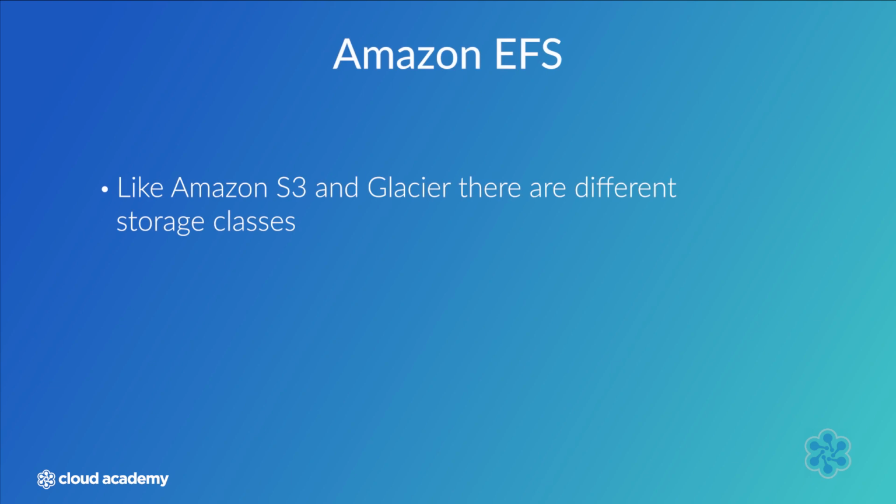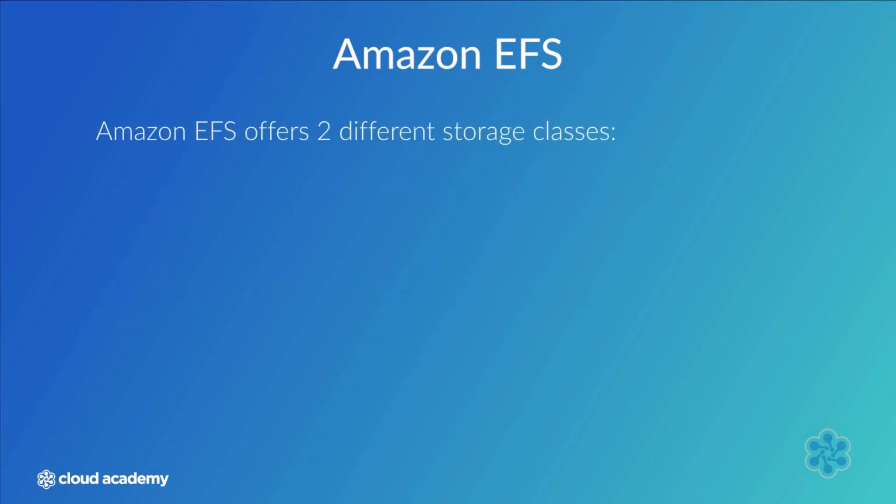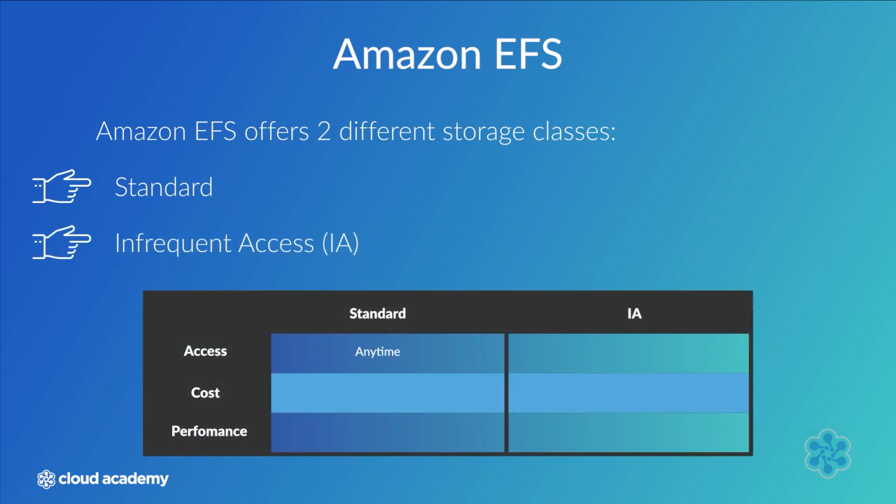Much like Amazon S3 and Glacier, there are different storage classes within EFS. Not as many, however, they can help you save a lot of money if used correctly. There are currently two different storage classes, these being EFS Standard, which is the default storage used when using EFS, and EFS Infrequent Access. As you can expect, the EFS IA storage class is designed for files that are accessed less frequently than those recommended for the standard storage class.